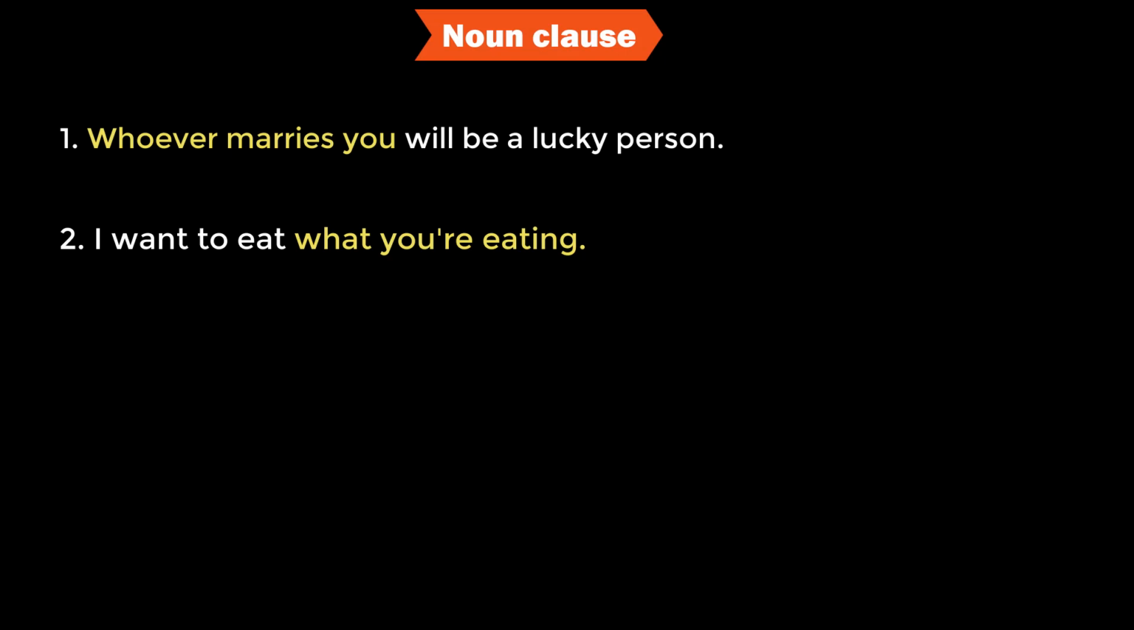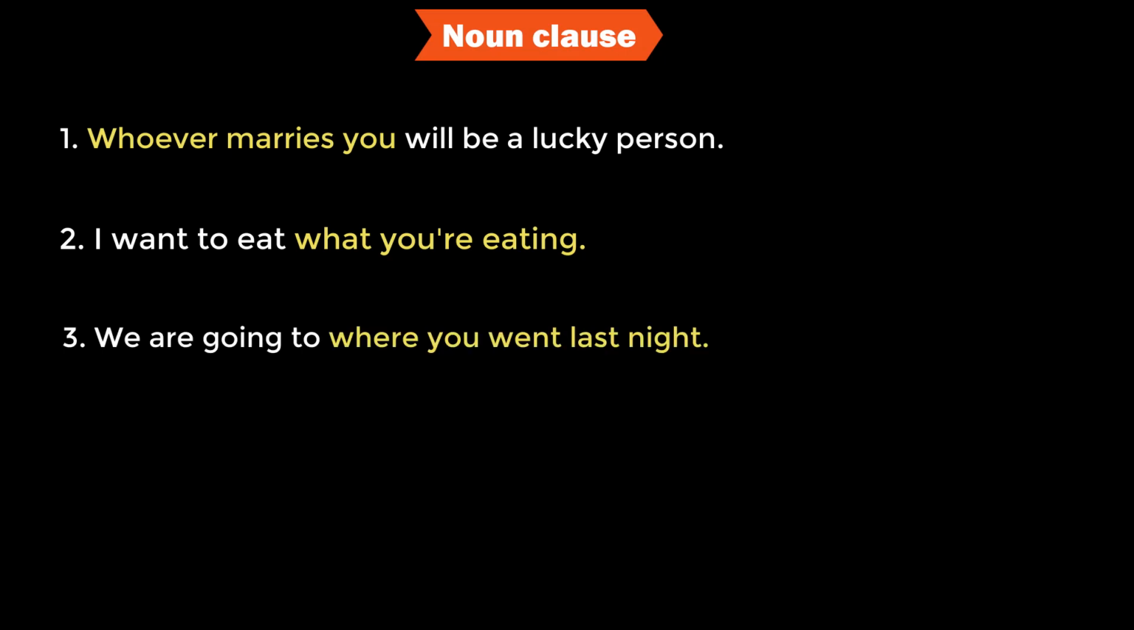Let's look at the next example now. We are going to where you went last night. Where you went last night is our noun clause. You always go to a place, right? But if you do not know the name of the place, how are you going to say it? You need some information. So I am using a noun clause here to talk about the place where we're going. Since we do not know the name of the place, we are using a noun clause to refer to the name of the place. I hope you got it.